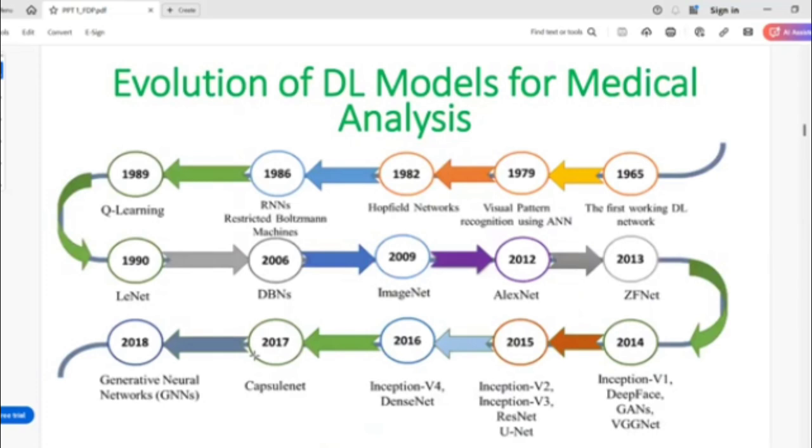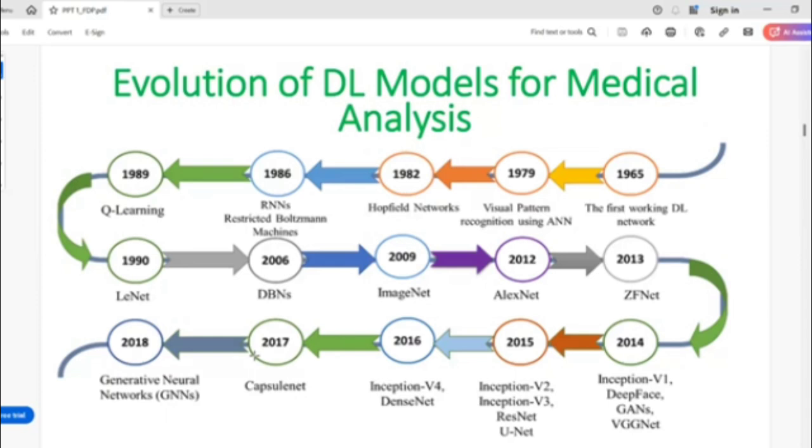Next, how the deep learning methods evolved from the beginning till date, especially for medical analysis. There is something called reinforcement learning, which started in 1989. One of the reinforcement learning methods is your QNNs. Before that, we have the basics of deep learning. The actual deep learning starts with Q-learning concepts.